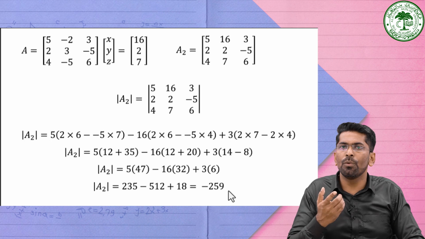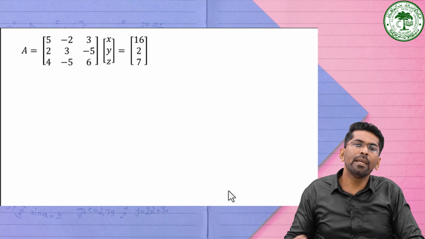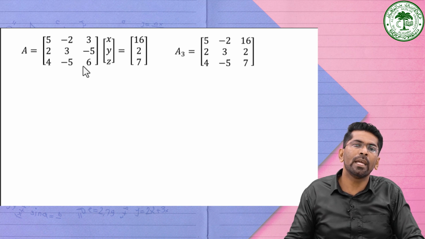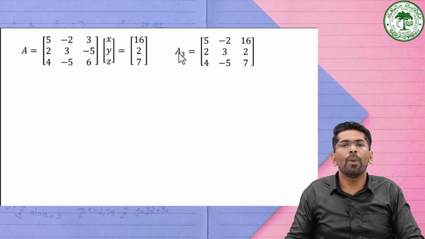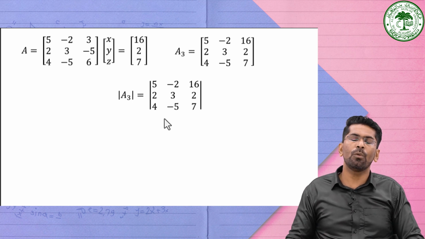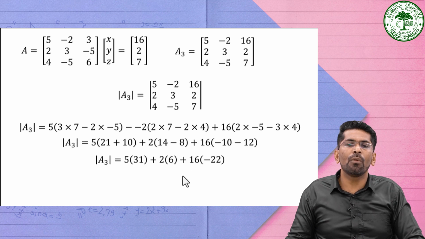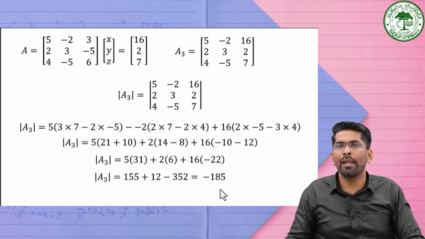Similarly, again I am going to frame the third special matrix, that is A3, by replacing the third column, that is 3, minus 5 and 6, using the constant matrix, that is 16, 2 and 7. So here the third column is replaced. The first column and the second column will be as they are. The A3 is given and we are going to find the determinant value. Of course, you know how to find the determinant value, so I am not going to repeat it again. So the determinant value of A3 is equal to minus 185.